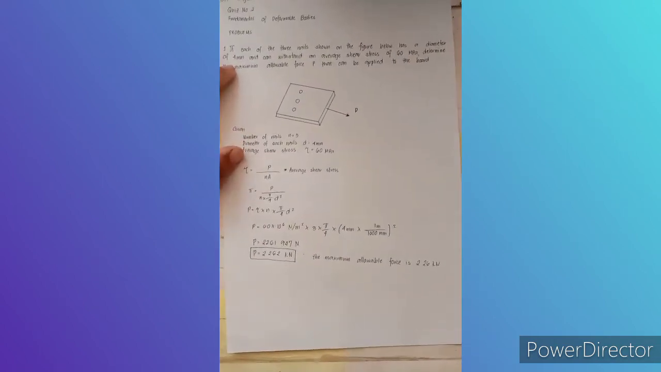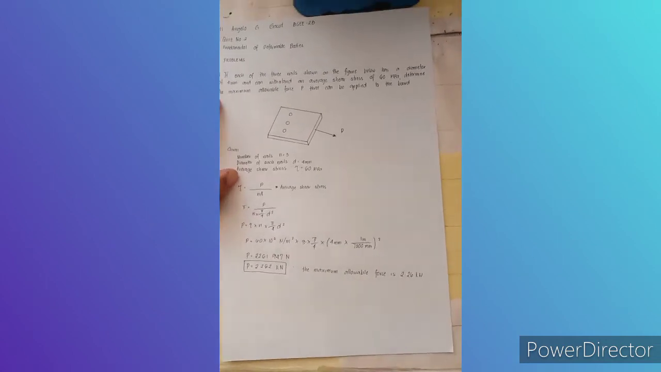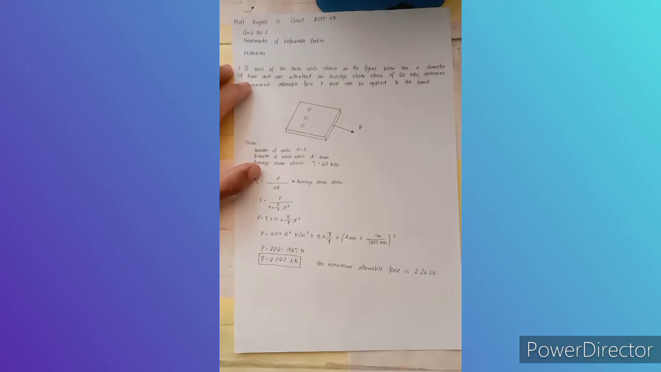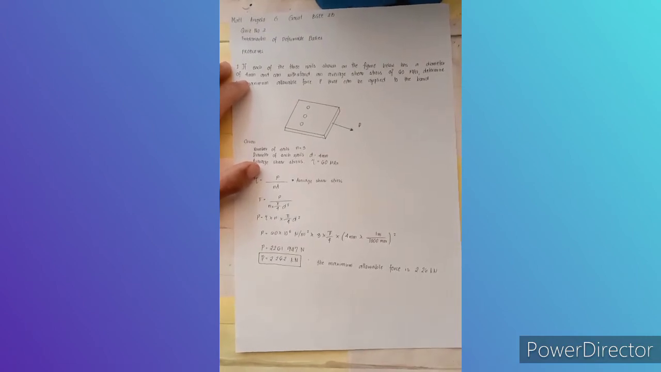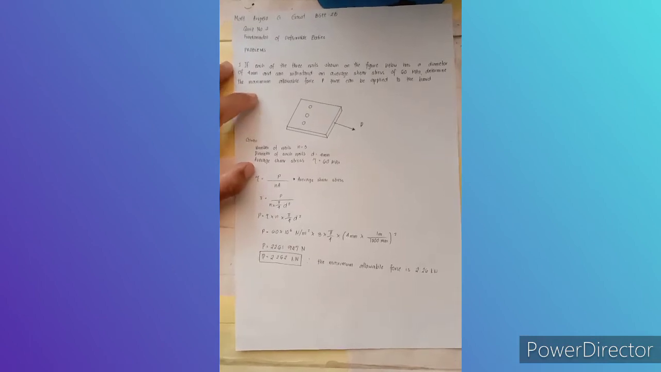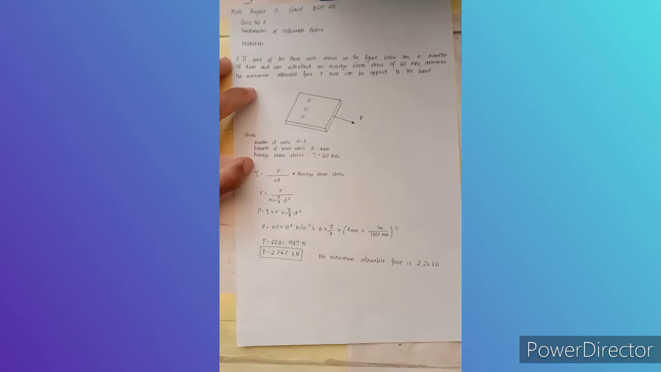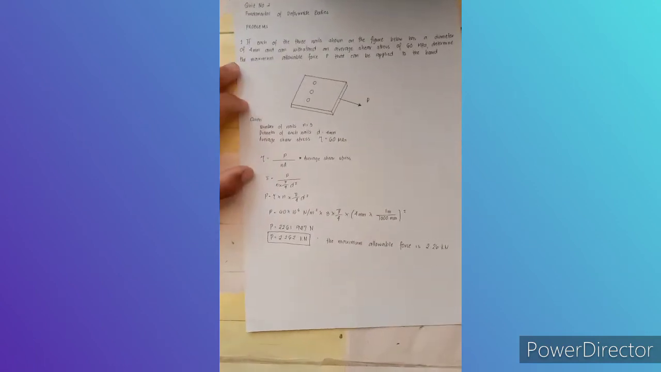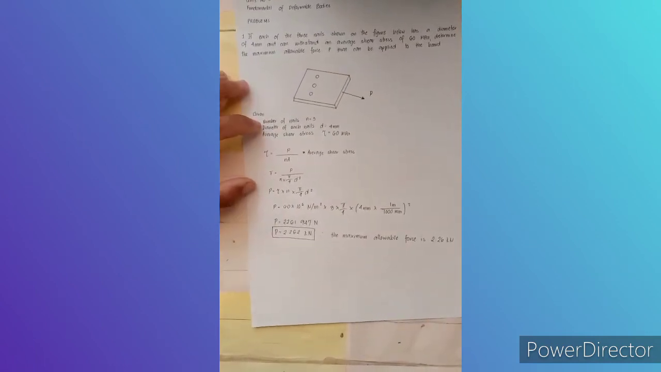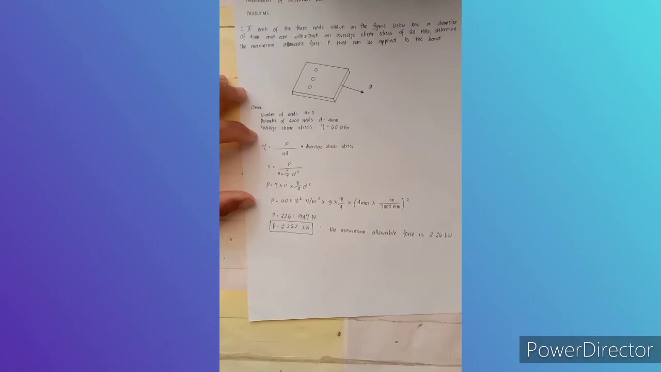Problem number 1. If each of the 3 nails shown on the figure below has a diameter of 4 mm and can withstand an average shear stress of 60 megapascal, determine the maximum allowable force P that can be applied to the board. So given the number of nails, we have 3, the diameter of nails, we have 4 mm, and the average shear stress of 60 megapascal.